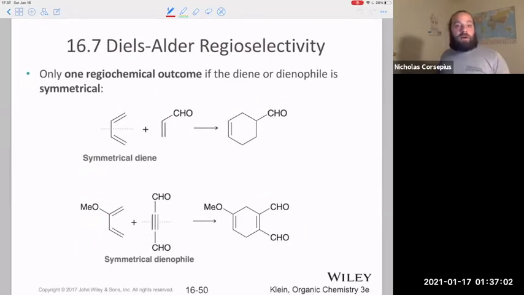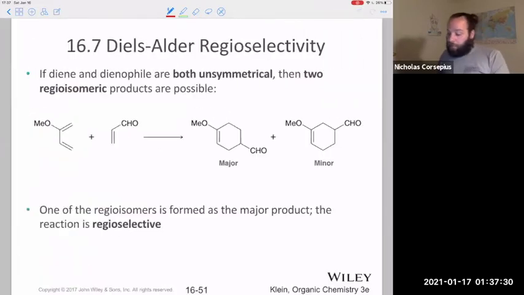Now let's talk about regioselectivity, or the constitutional isomers that are formed. If either your diene is symmetric or your dienophile is symmetric, there's only one possible product that can be formed. So both of these examples you should be able to readily do based on what we saw last lecture and did in the associated activity. Now we're going to complicate things a little bit, because what happens if both your diene and your dienophile are asymmetric? Then what do you get?